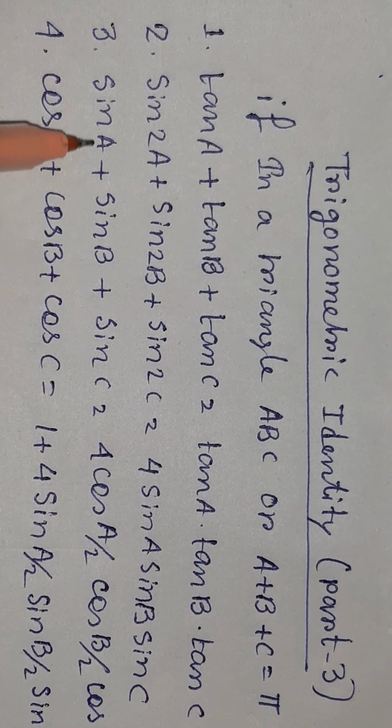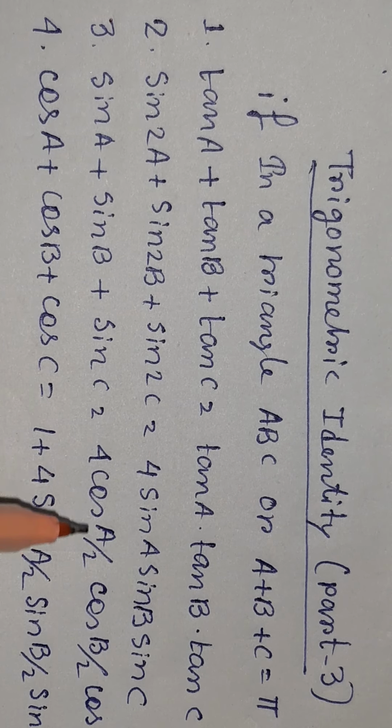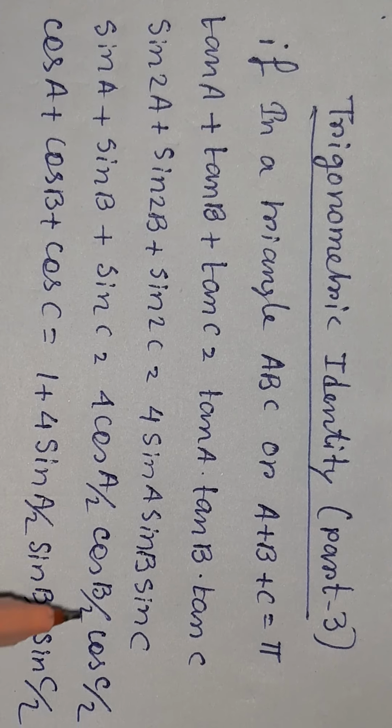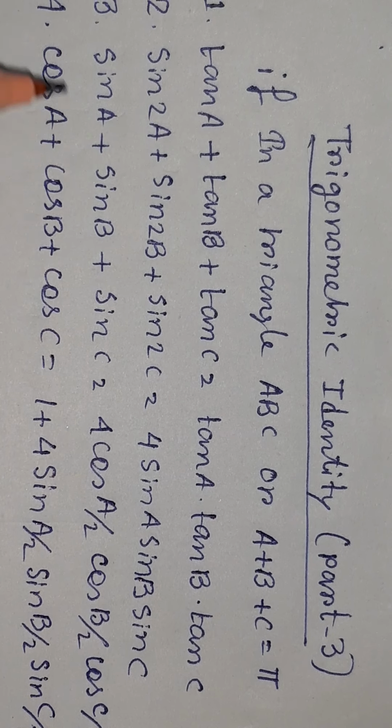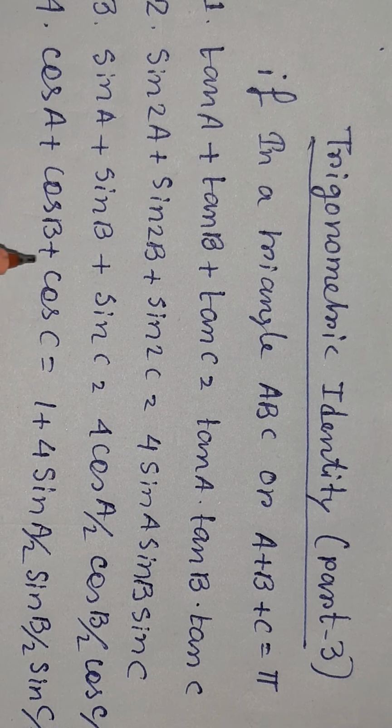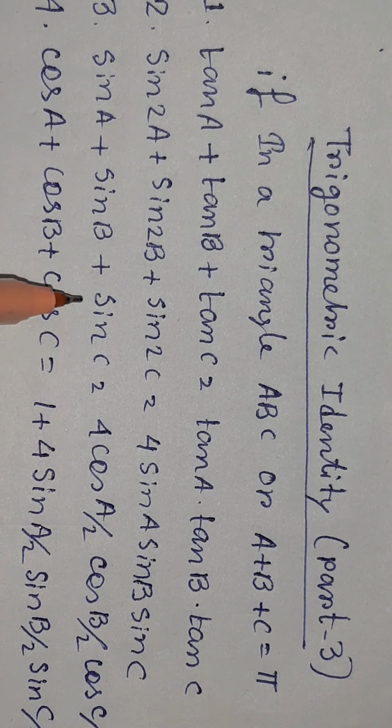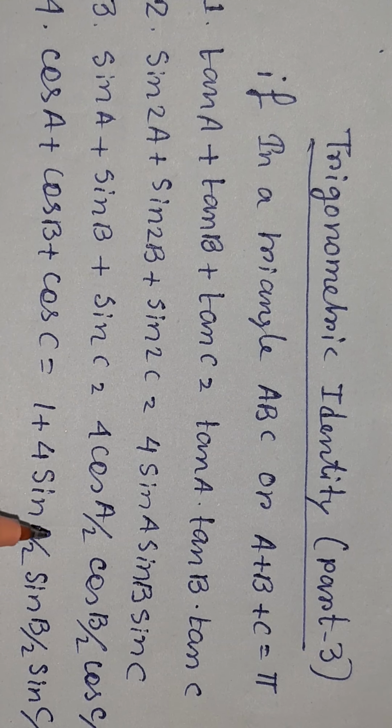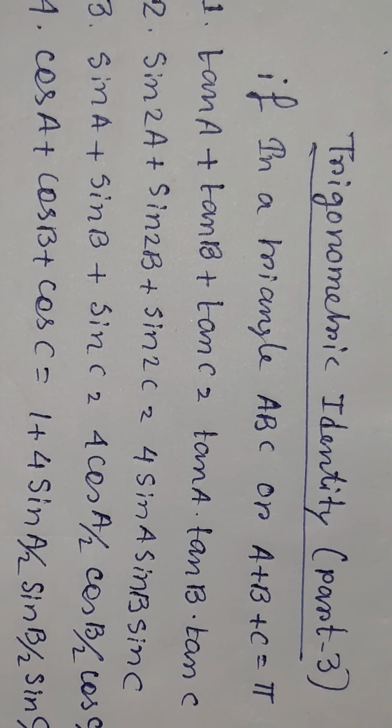So for sin A plus sin B plus sin C, it is 4 cos A by 2 cos B by 2 cos C by 2. But for cos A plus cos B plus cos C, we have to add 1 here, and 4 into, for sin it is cos and for cos it is sin, that is, sin A by 2 sin B by 2 sin C by 2.